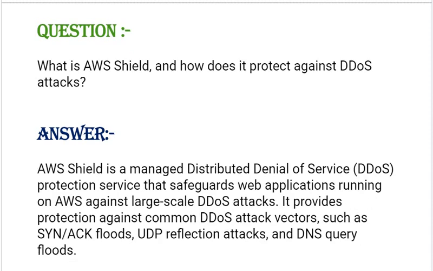Our next interview question is, what is AWS Shield and how does it protect against DDoS attacks? Your answer should be: AWS Shield is a managed distributed denial of service (DDoS) protection service that safeguards web applications running on AWS against large-scale DDoS attacks. It provides protection against common DDoS attack vectors such as SYN/ACK floods, UDP reflection attacks, and DNS query floods.